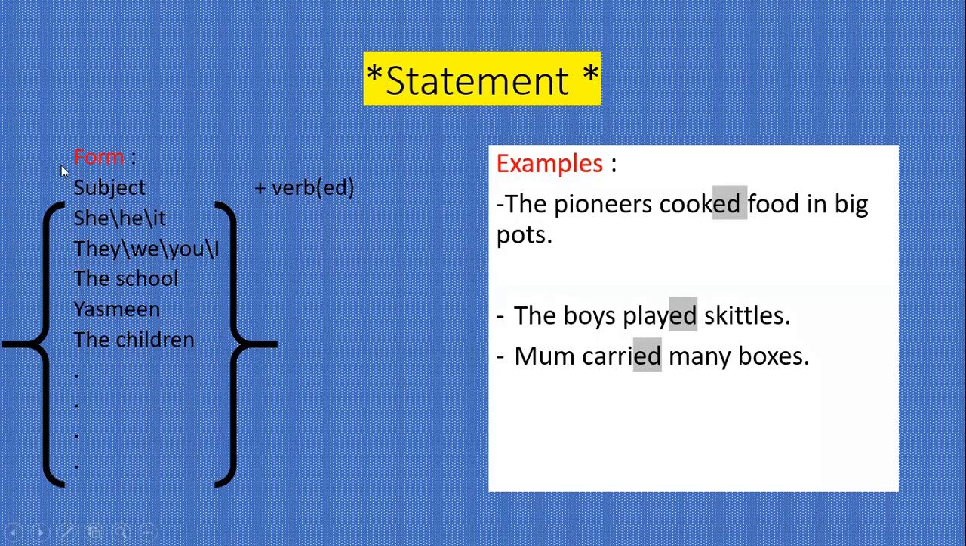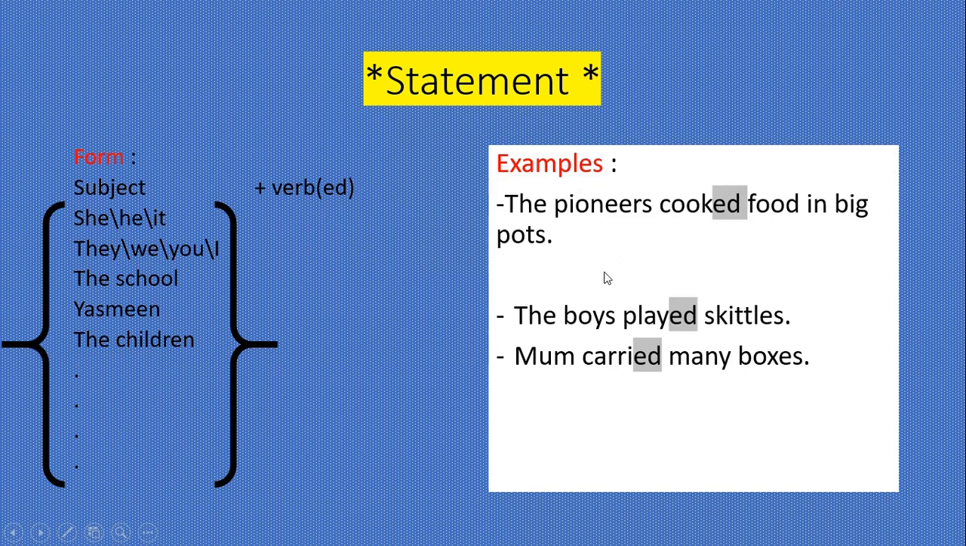The statement form, this form, we have subject plus verb ED. We have many subjects, for example: she, he, it, they, we, you, I, the school, Yasmin, any names, children, and many more. We have a lot of subjects plus verb ED. We have an example here.